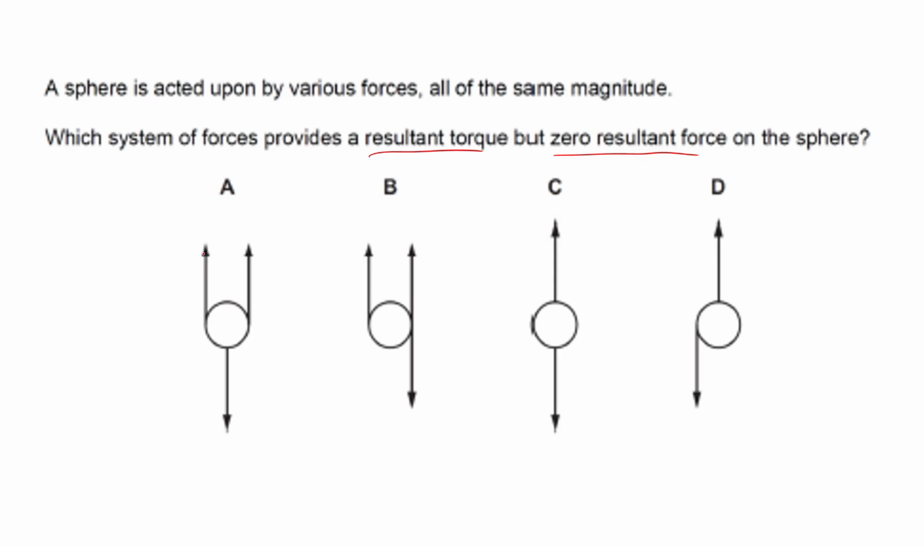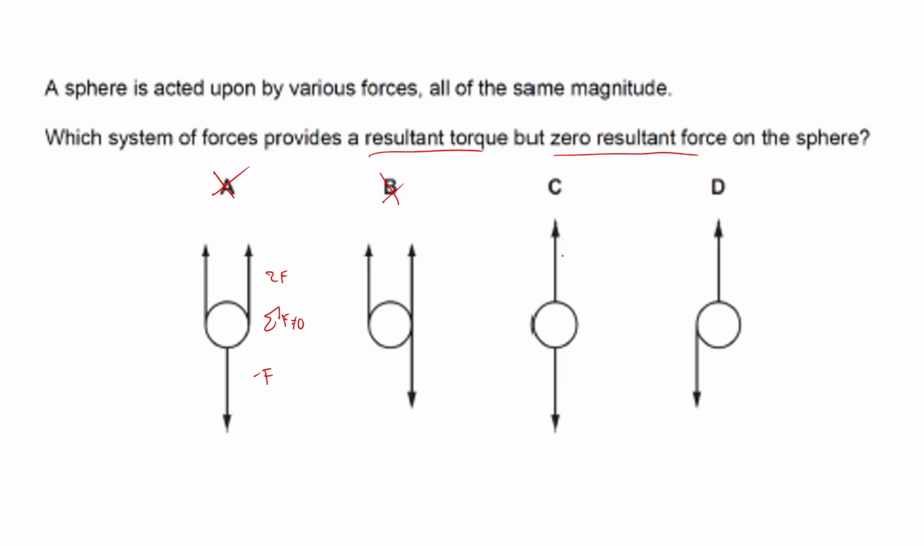So A here, we see that it goes up, up, and down. That means that there's 2F up and 1F down. So the resultant force is not equal to 0. That's not A. I meant A. There's 2 going up, 1 going down, so it's not necessarily.